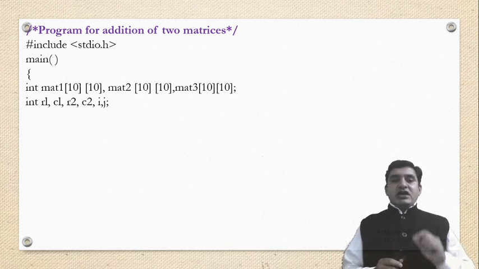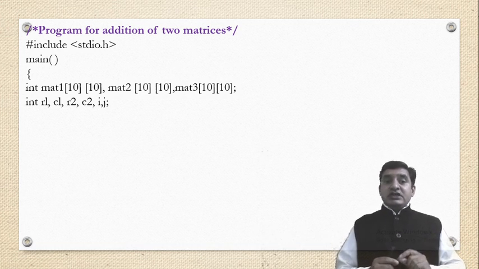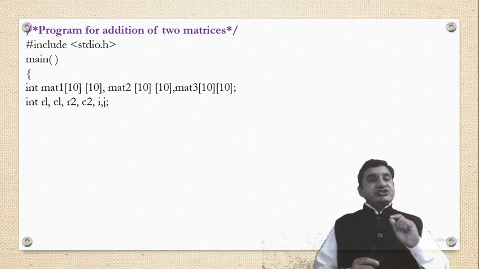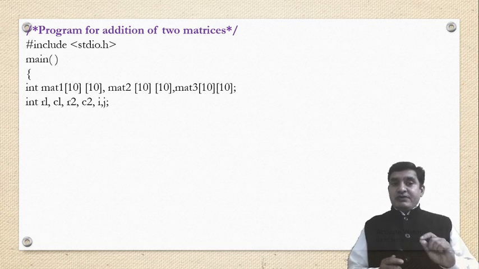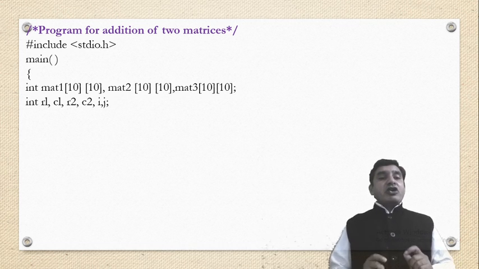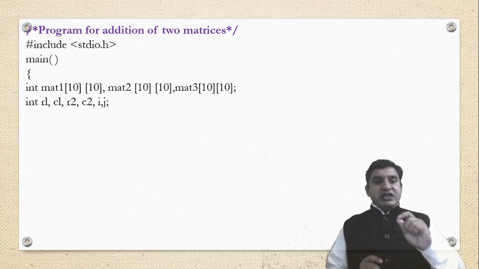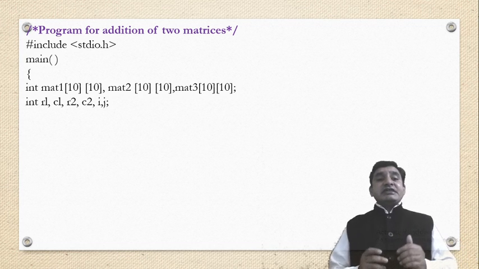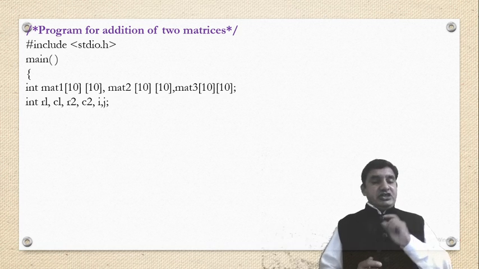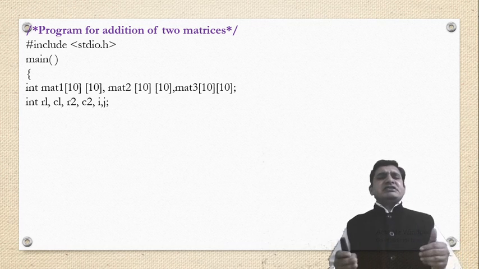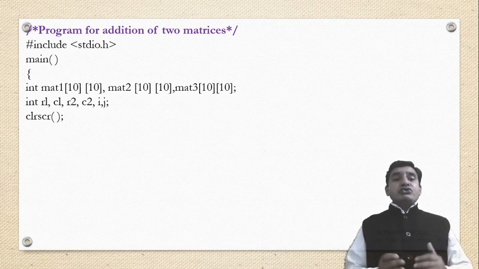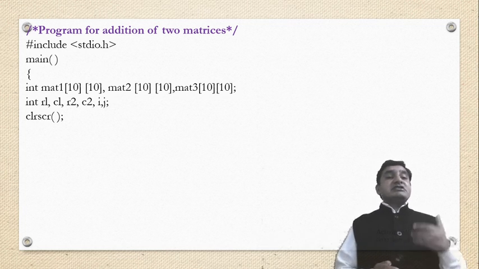Now, integer R1, that is the number of rows of the first matrix. C1 means the number of columns of the first matrix. R2 is the number of rows of the second matrix. C2 is the number of columns of the second matrix. I, J. All these are integers. Now clrscr, which is used to clear the previous output.